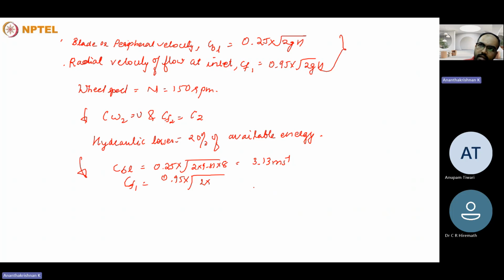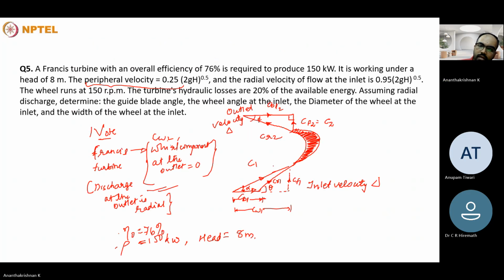So there is a head available at the inlet, and then there are turbine hydraulic losses. So the actual head is kind of different from the head losses or the friction losses that we obtained in the case of the Pelton turbine. In the Pelton turbine, the head at the exit of the nozzle will be equal to the actual head, the gross head minus the friction losses. That corresponds to the pipe losses before entering the turbine.